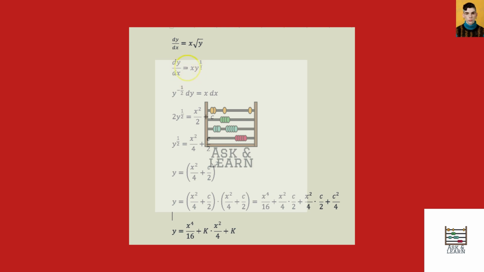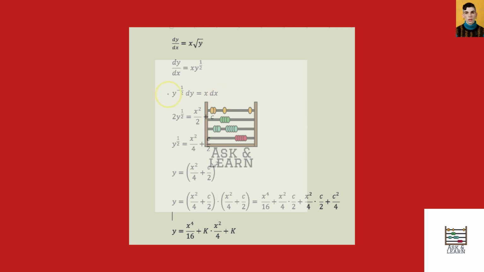Then I'm going to put the dx with the x, and I'm going to put the y to the 1/2 and the dy together because we're going to find the antiderivative. So we need the x's with the dx's and the y to the negative 1/2 with the dy's so we can take the antiderivative. I just divided both sides by y to the 1/2, which is the same as multiplying by y to the negative 1/2. And of course, I moved dx up to here.